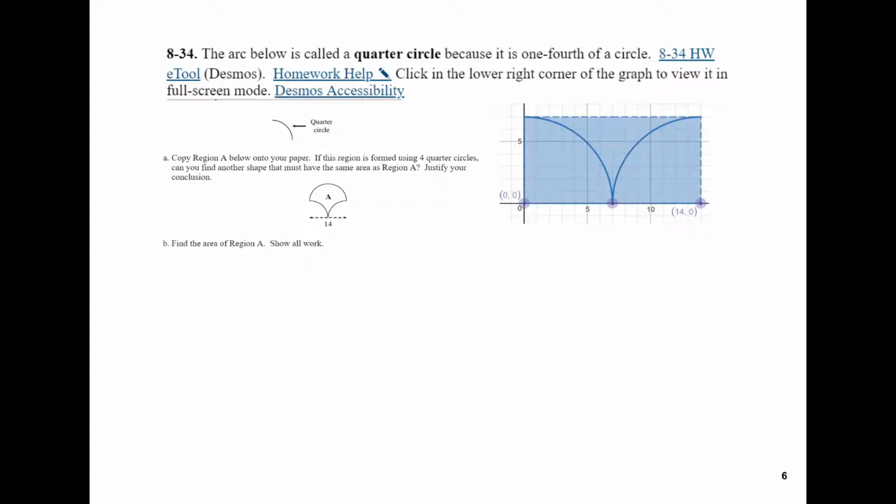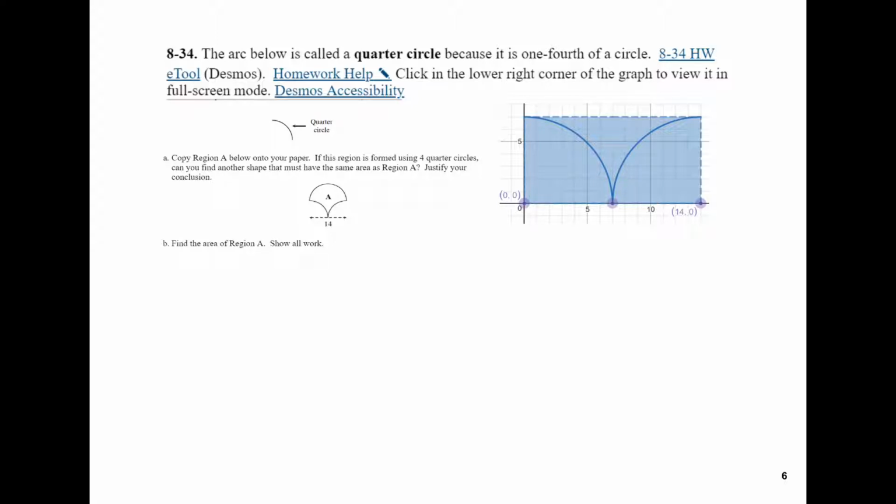8-34, the arc below is called a quarter circle because it is 1/4 of a circle. Question A says, copy region A below onto your paper. If this region is formed using 4 quarter circles, can you find another shape that must have the same area as region A? Justify your conclusion.